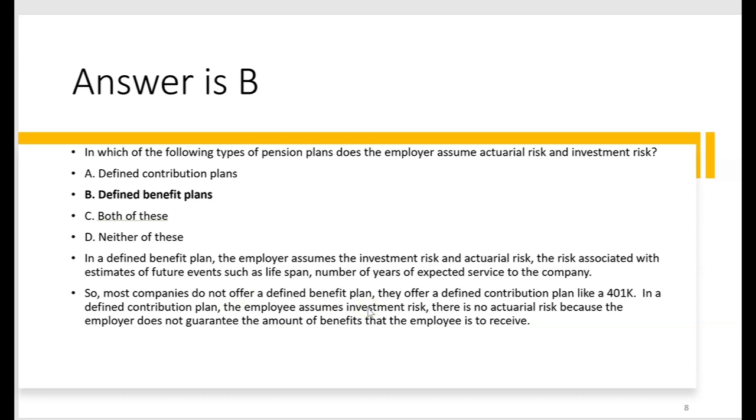So most companies, we said, do not offer a defined benefit plan anymore. They offer a defined contribution plan like a 401k. In a defined contribution plan like a 401k, the employee assumes investment risk, and there is no actuarial risk in a defined contribution plan because the employer does not guarantee the amount of benefits that the employee is to receive, nor does the employer base the contributions on how long they think the employee is going to work there or how many years they're going to live after retirement. That would involve actuarial risk. So in a defined contribution plan, there is no actuarial risk. In a defined benefit plan, the employer assumes the actuarial risk and the investment risk.